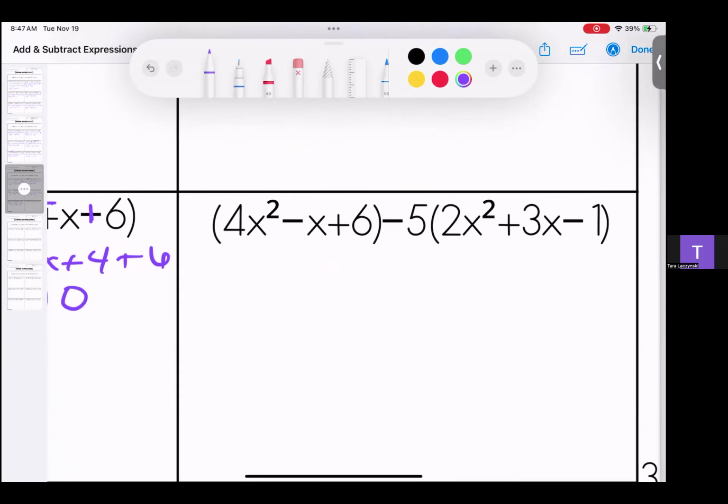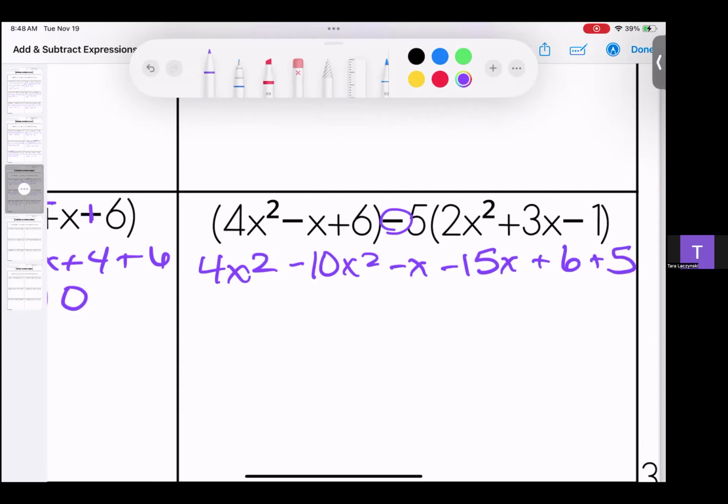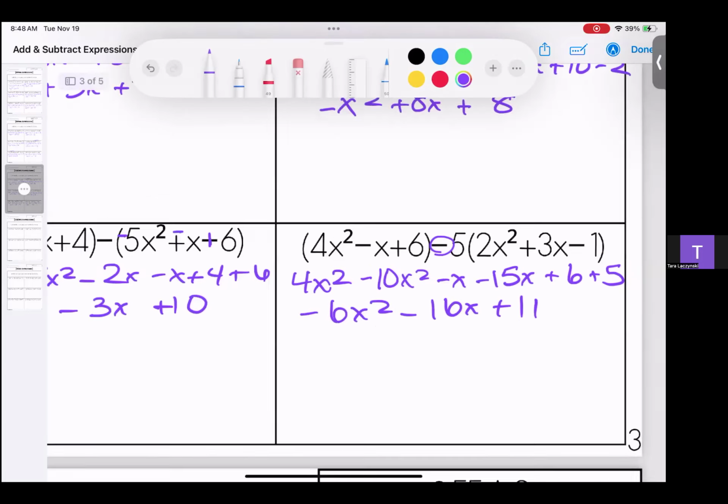So this time we have a number and a negative sign to share out. So 4x squared, 5 minus 2 is 10, but make it negative. Minus x, 5 minus 3 is 15, but make it negative. 5 minus 1 is 5, but make it positive. So we have negative 6x squared, negative 16x, plus 11.